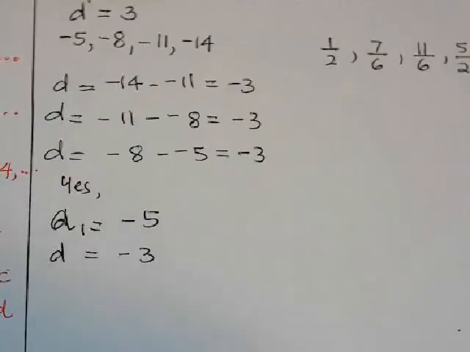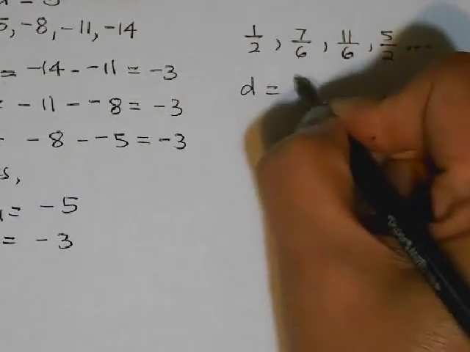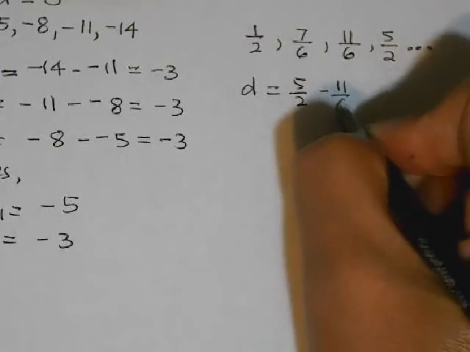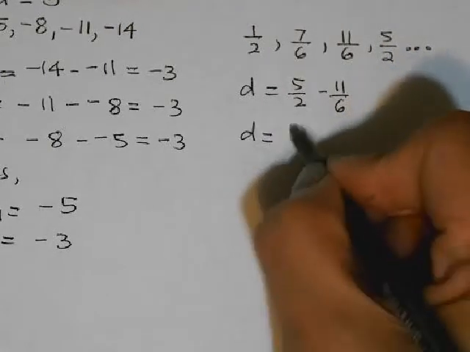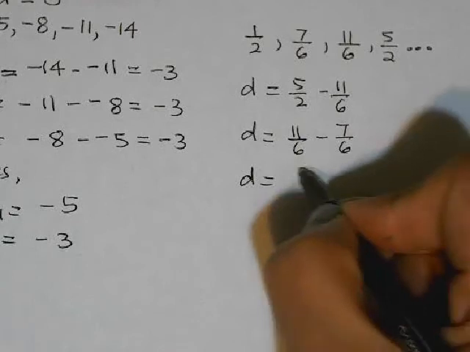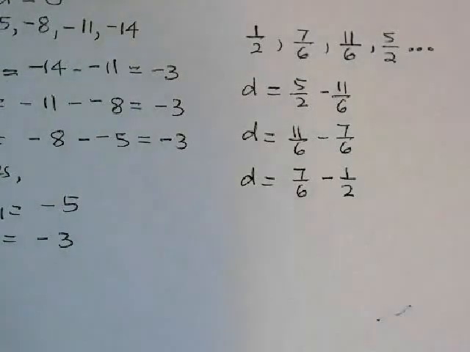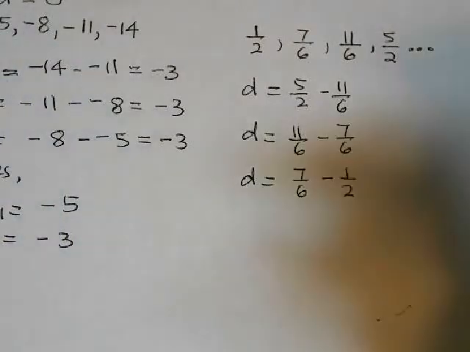Okay, next, let's do this. These are fractions. To solve for d, that will be 5 over 2 minus 11 over 6, then 11 over 6 minus 7 over 6, and 7 over 6 minus 1/2. I want you to pause this video and really try to solve this, get the least common denominator and everything, get the differences, and see if they are the same. I hope you know how to add fractions like this.